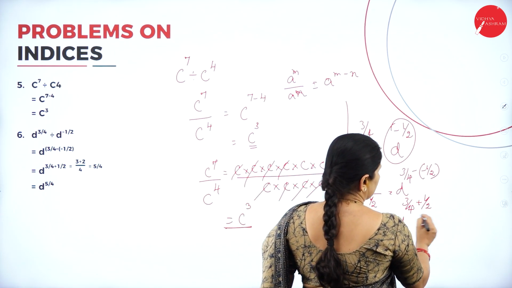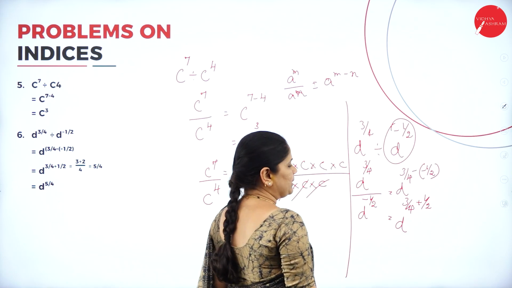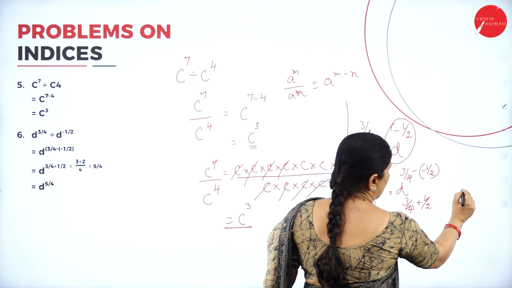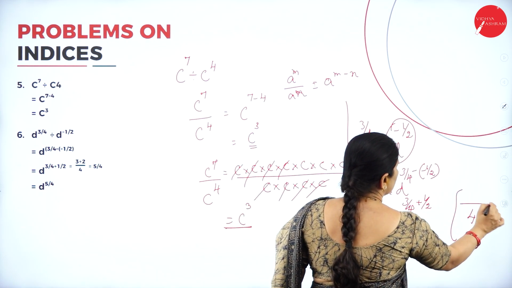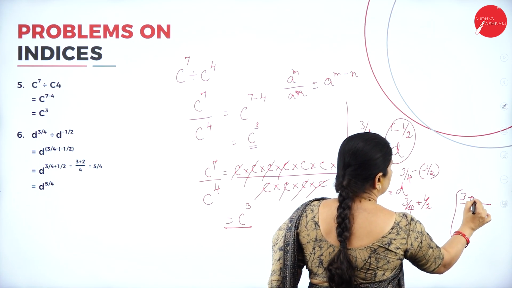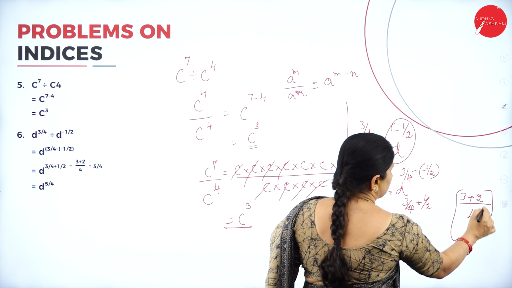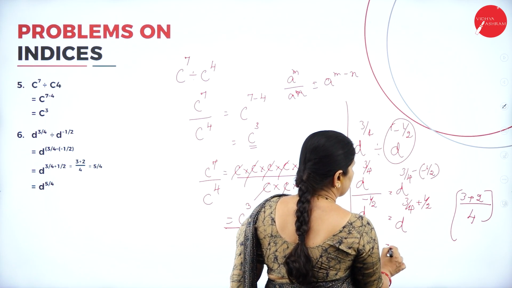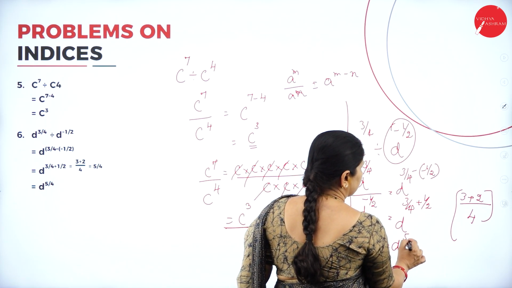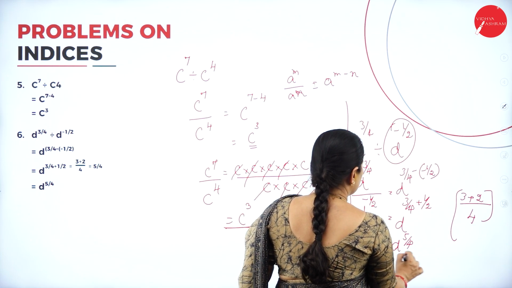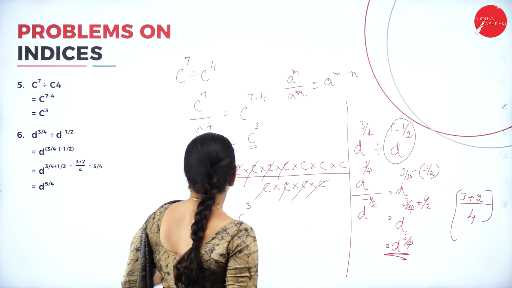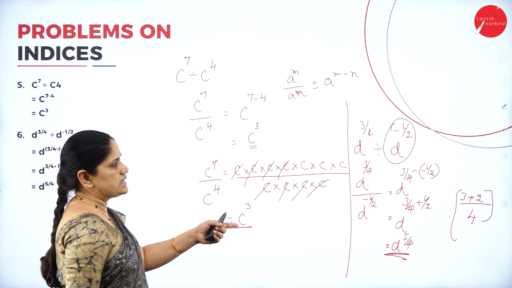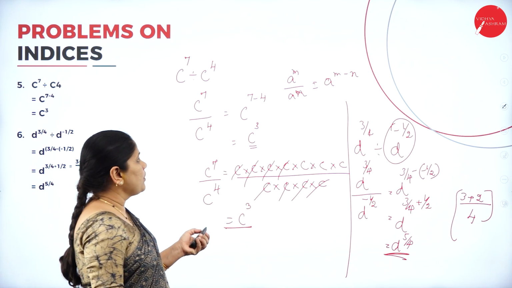Now, we will just take the common denominator here. So, I will take the common denominator as 4. So, it will be 3 plus 2. So, 3 plus 2 is 5. So, this will be equal to d to the power of 5 by 4. So, this is the answer. So, d to the power of 5 by 4 is the answer for this problem.